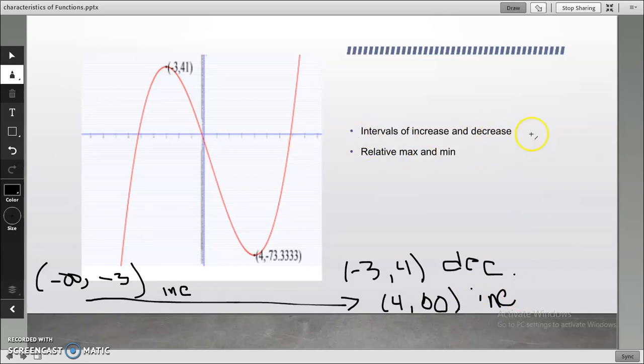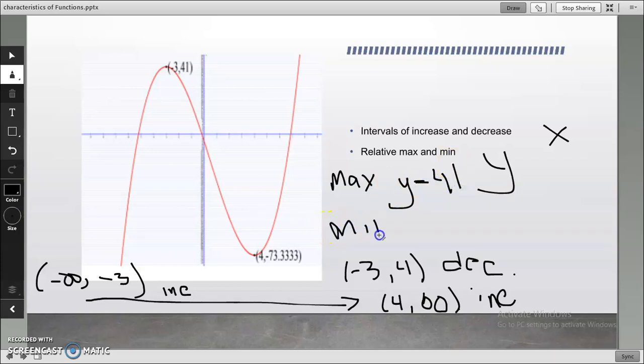Okay? Now for the relative max and min. Intervals of increase and decrease are on the x-axis. And when I'm talking about height, of course, we're going to be talking about the y-axis. So for my maximum, the relative max just looks like, when you look at the graph, what is the highest point that you see? It's relative because we don't know what's going on when I go to negative infinity and the positive direction. So my max, just for what we see, is at y equals 41. And for the min, my lowest is at y equals negative 73.3.